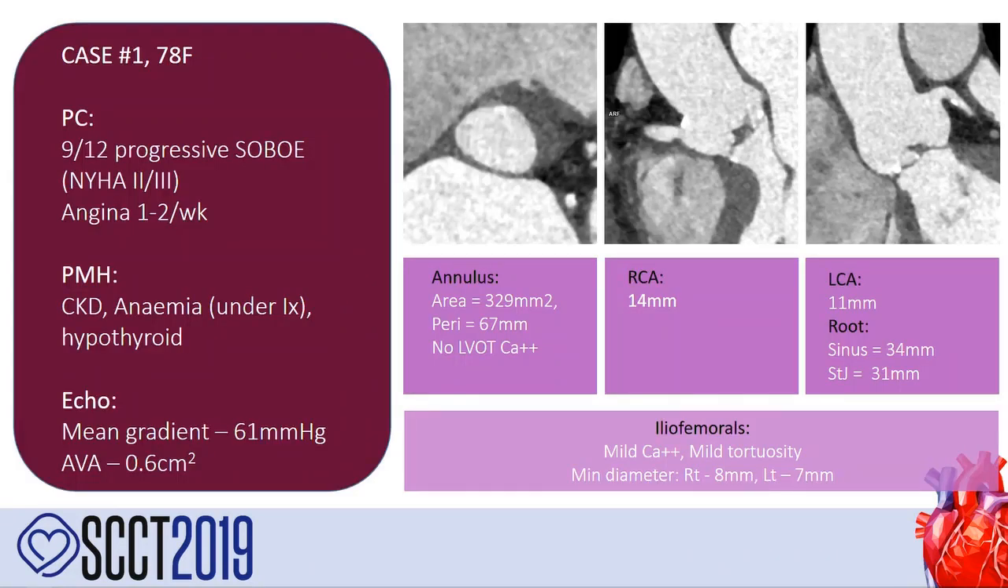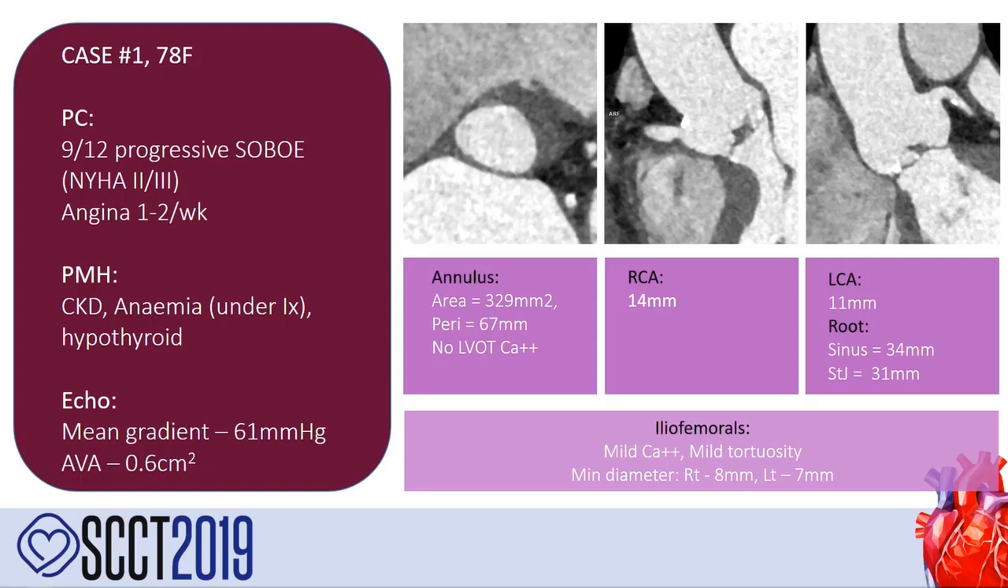The first is a case of a 78-year-old female presenting with 9 months of progressive shortness of breath on exertion, NYHA 2 to 3, with angina once to twice per week. She had chronic kidney disease, was under workup for chronic anemia, and was also hypothyroid, with markedly raised gradients on a small aortic valve area.